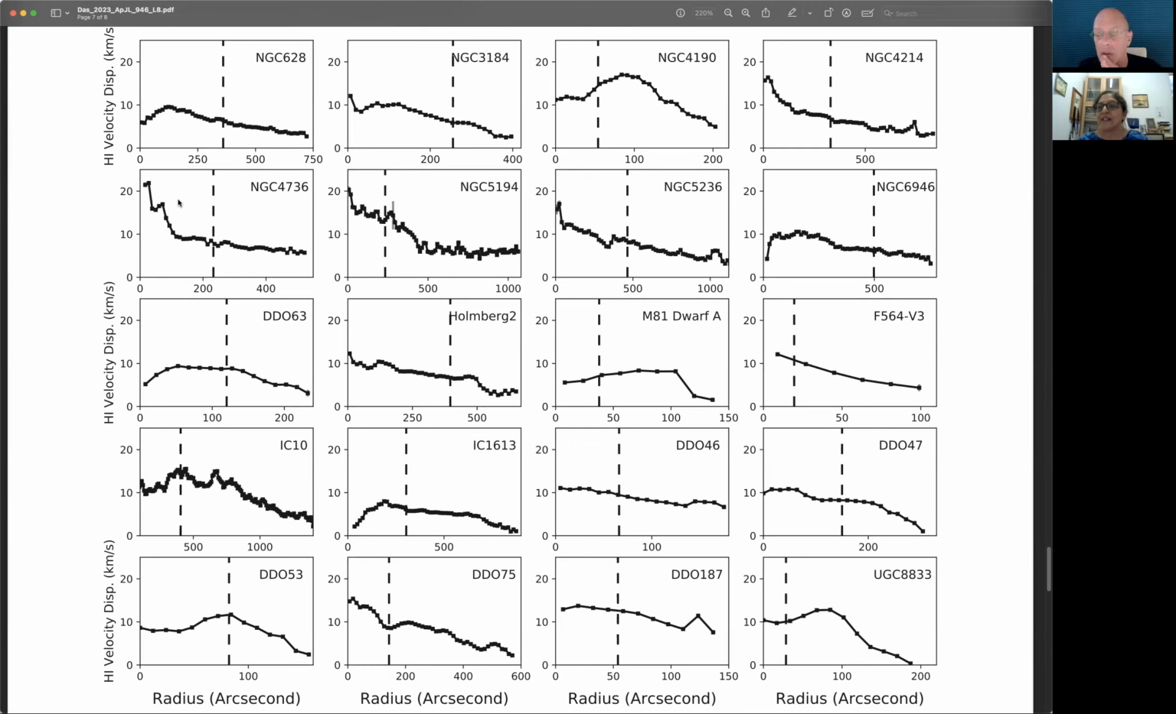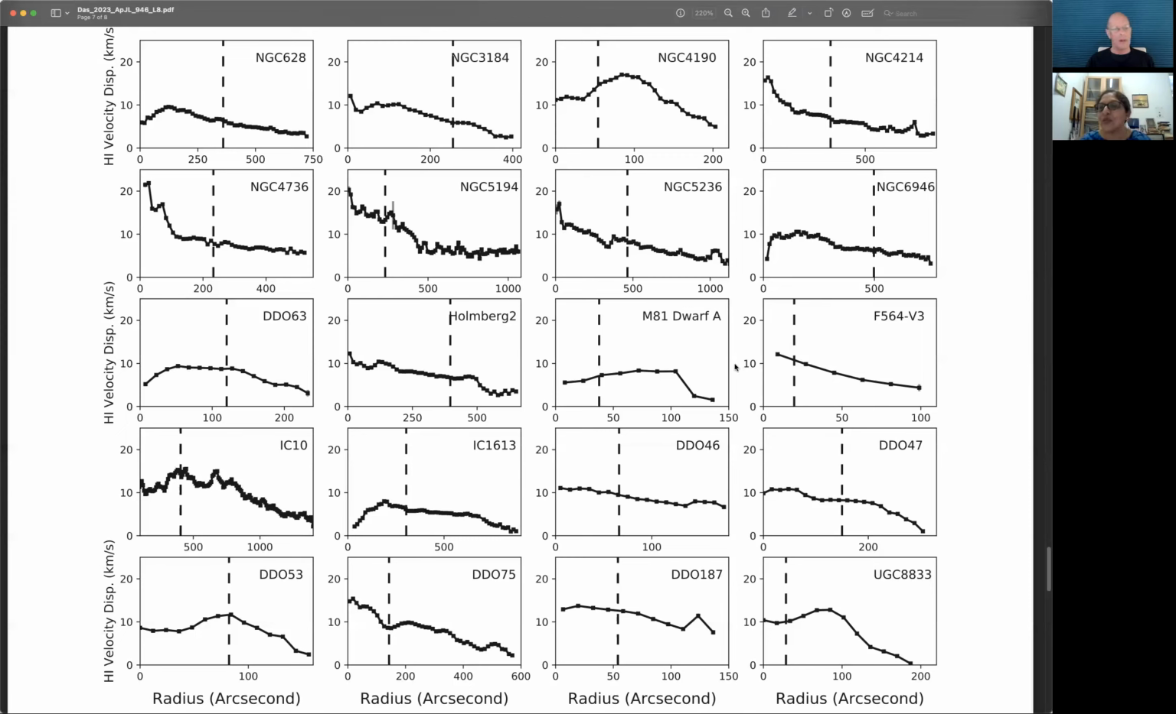What is the vertical dash line in each plot? Oh, the dash line is the R25 radius. And so that's approximately a measure of where the optical disk ends, the stellar disk. And so we did all our calculations outside the R25 radius. Okay, I'm with you.